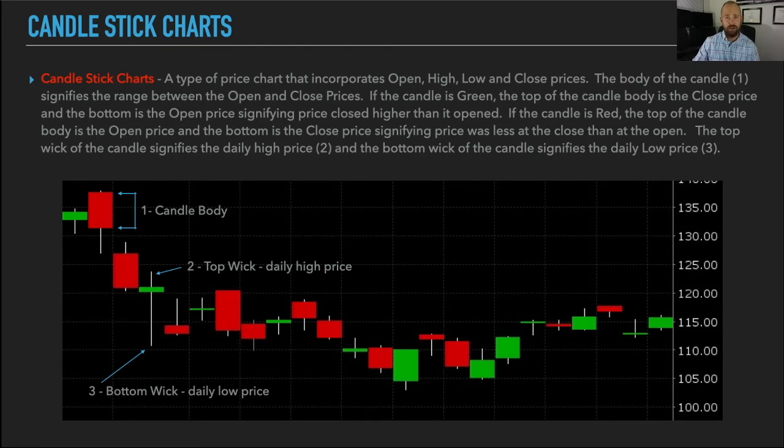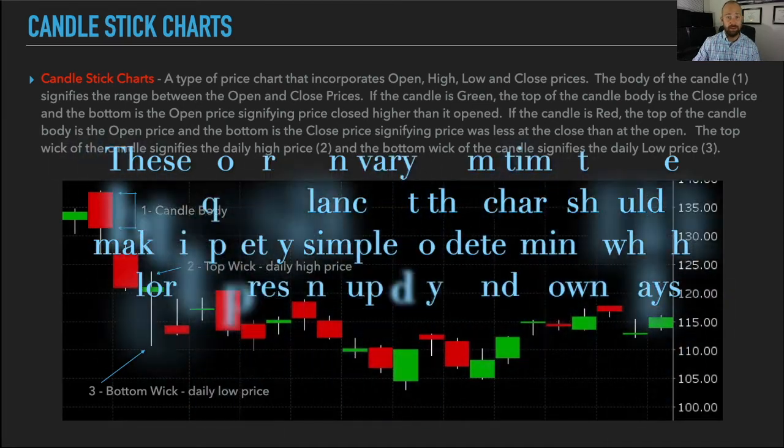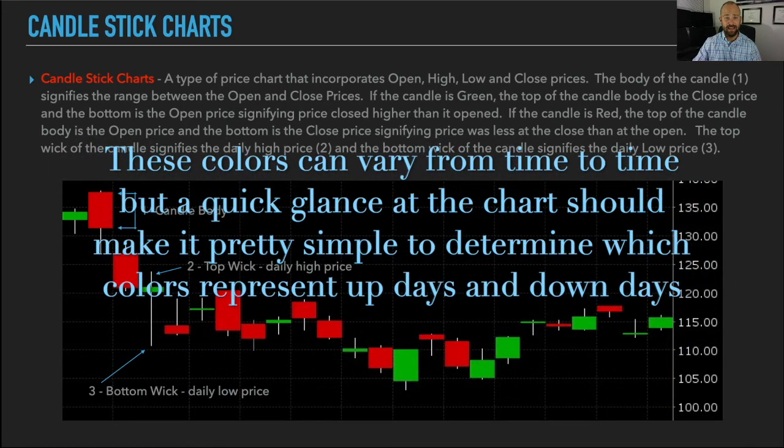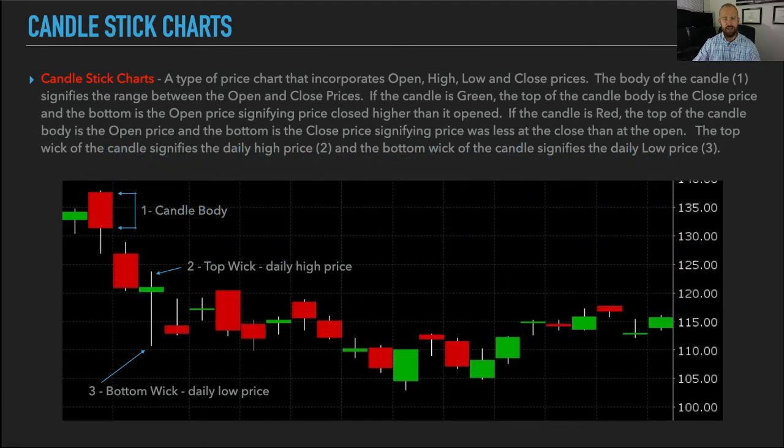When it goes the other way and the close price is below the open price, the candle will typically be red, meaning that the top of the candle body is the open price and the bottom of the candle body is the close price. You also have two lines, which are called wicks, on either side of the candle body. The top of the top wick is going to tell you where the high price of the day was, and the bottom of the bottom wick is going to tell you where the daily low price was.